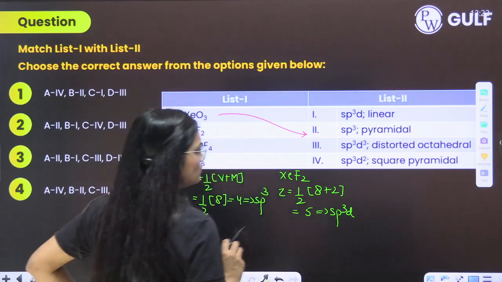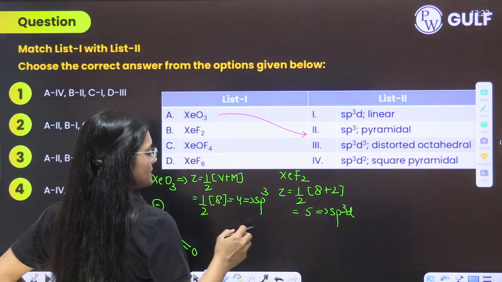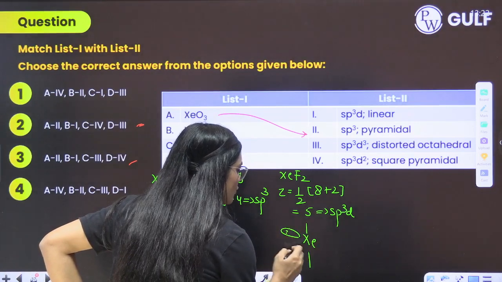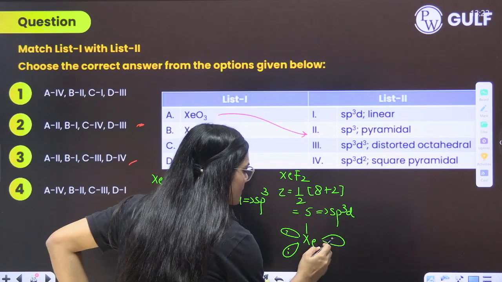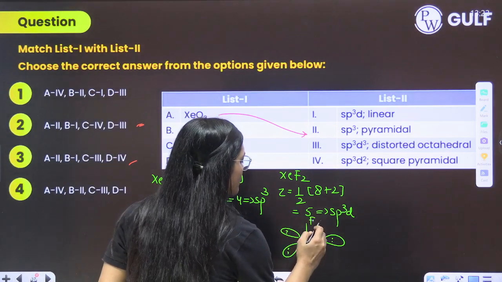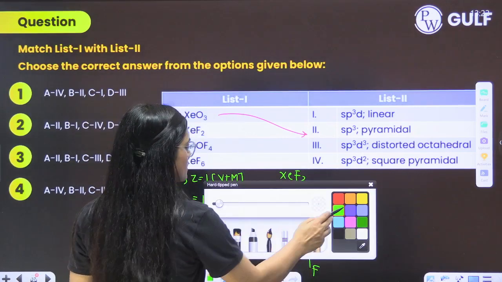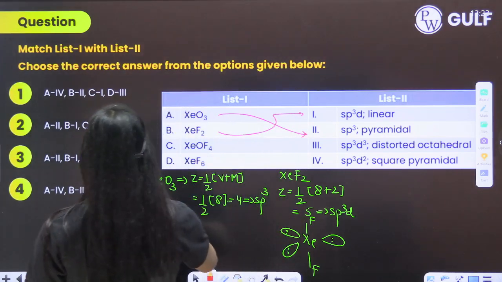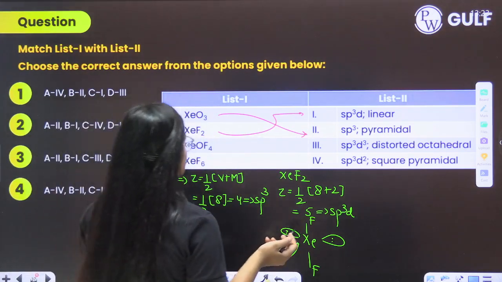sp3d, not d2. So in case of sp3d and xenon, of course, it would be having linear shape. Other lone pairs will remain at equatorial positions. This is your XeF2. So your option B is matching with first option. Again, 2 or 3 can be the answer.